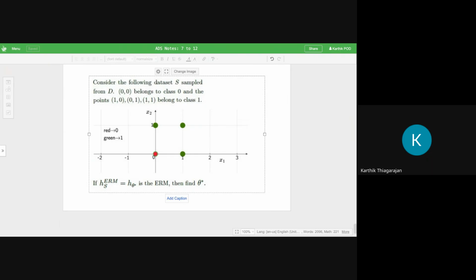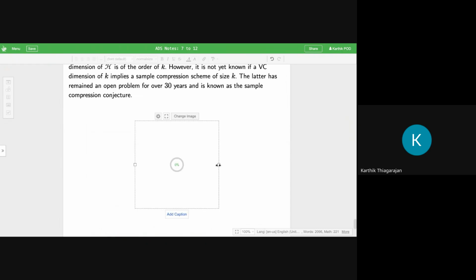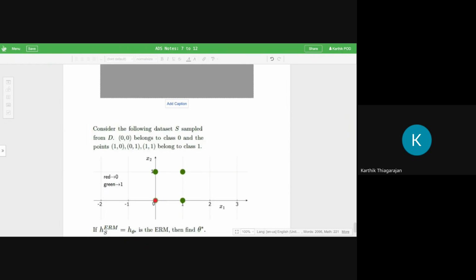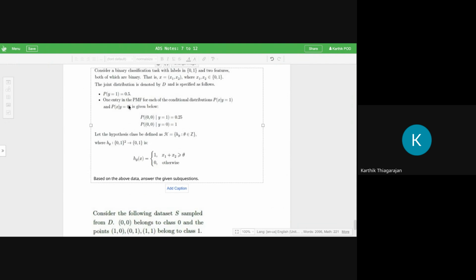There is some more data I missed out. Let me add that also here. So this is the complete data, right? This is the question. You have priors 0.5, and one entry in the class conditional density is given each. Your question is that P of (0, 0) given y equal to 0 is 1. Only for this point it's given. Is that the question for each case?